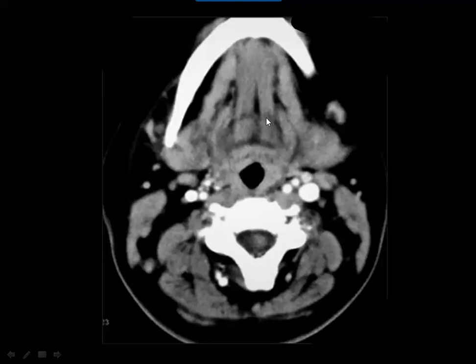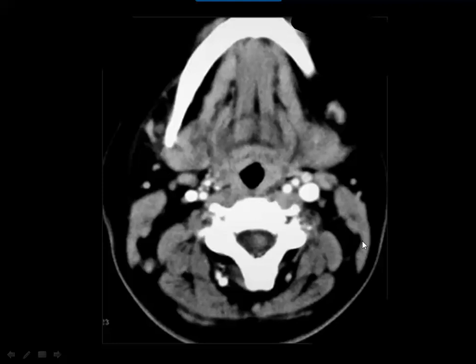The genioglossus muscle is separated from the opposite one by the midline fat septum, and lateral to it you can see the MH, or the mylohyoid muscle, and between these two muscles you can see the lingual vessels. The lingual artery runs in this particular space. Then this is the submandibular salivary gland, and this is the right one.